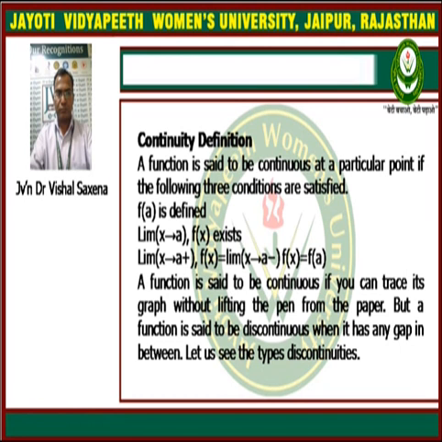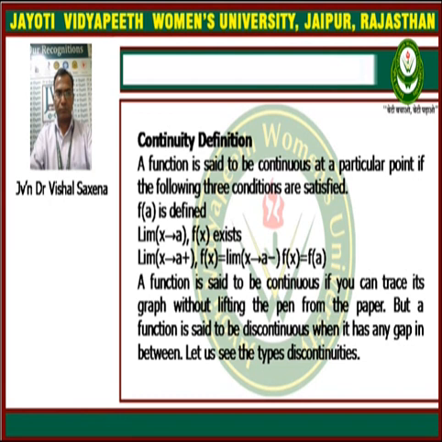The limit will exist when the right hand limit, as x tends to a positive of f(x), is equal to the limit as x tends to a negative of f(x), is equal to f(a). It means when the limit of the function is equal to the function's value at that point, then the function is called continuous at x equal to a. In this way, the function can be checked for continuity at this point.